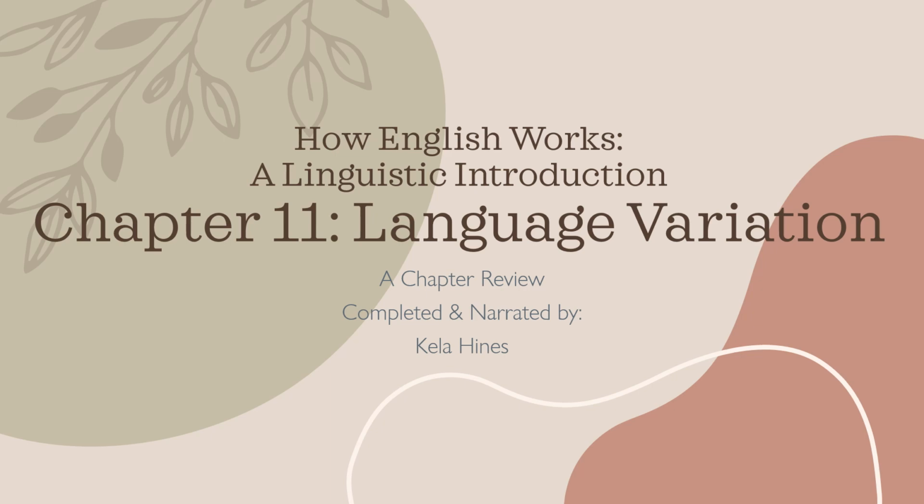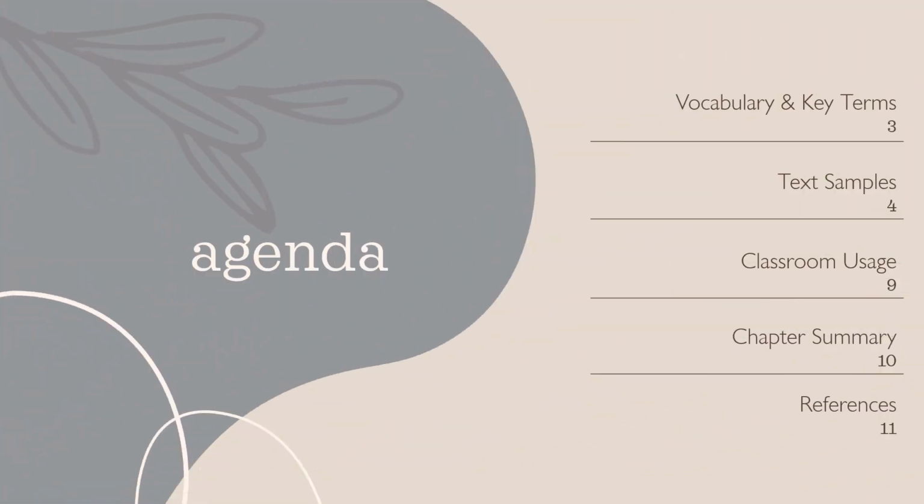So, today we will be going over a few important topics for the chapter. We'll start by reviewing some important key terms and vocabulary. We'll then examine some samples from the text that are critical in understanding the context of the chapter. We'll then talk about how we can use language variation in the ELA classroom, and then we'll review the chapter as a whole and review some references used in the presentation. So, let's get started.